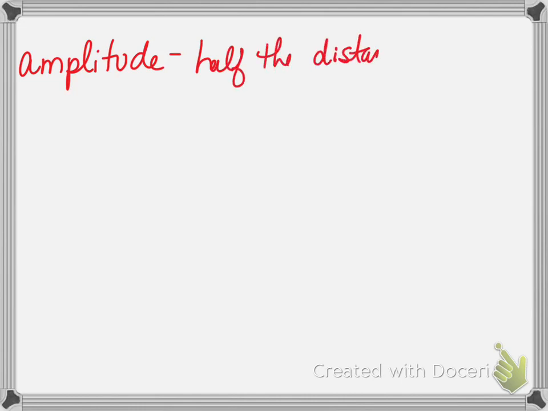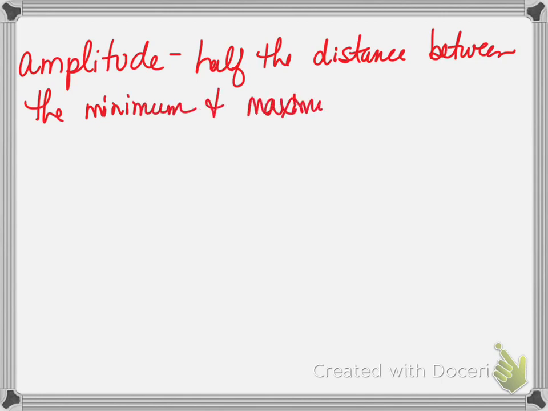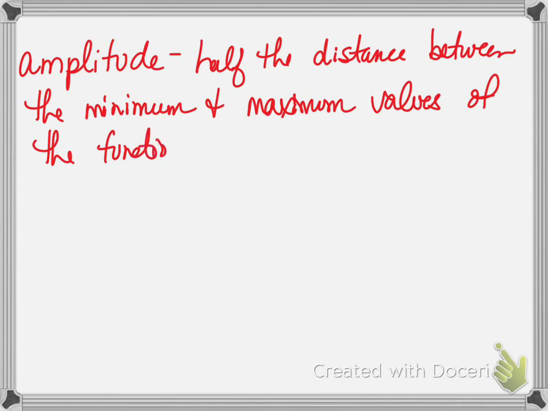Okay. Now let's talk about amplitude. Definition of amplitude. It is half the distance between the maximum and the minimum values of the function. And how do you find it in a function? It's represented by a. When a is multiplied by the sine of x, that is our amplitude.